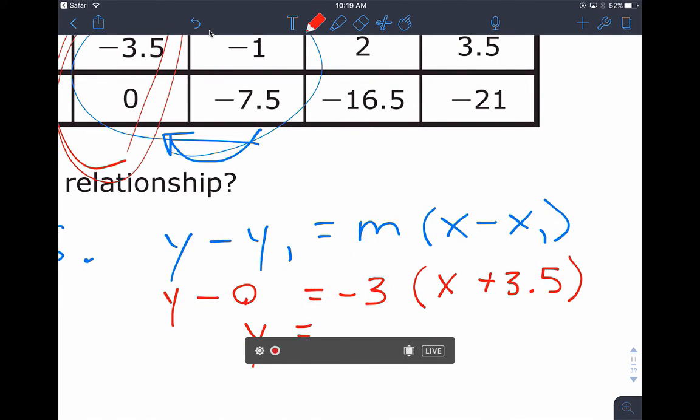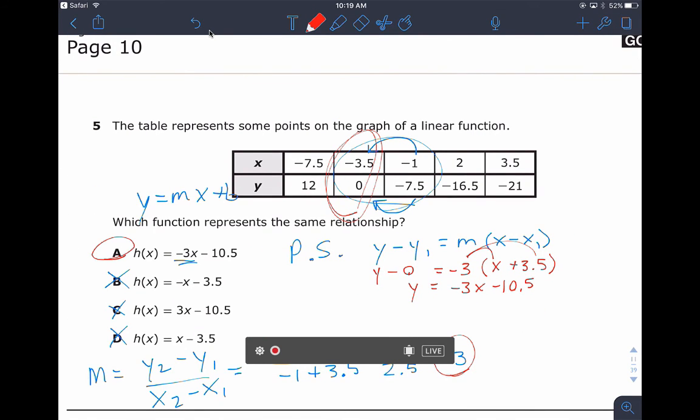Okay, so that simplifies. That's y right there, and then negative 3. We got to distribute that. So it'll be negative 3x. And then if you're not comfortable with your decimals, you can type in 3 times 3.5 gets you 10.5 right there. So that'll be minus 10.5. And then obviously that matches up there with answer A. Okay, so that's how you get the full equation.